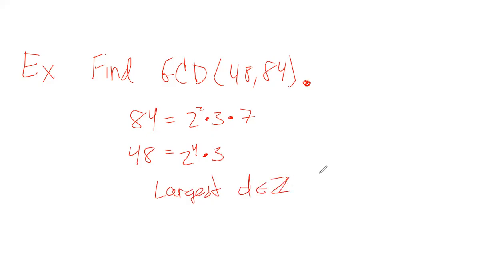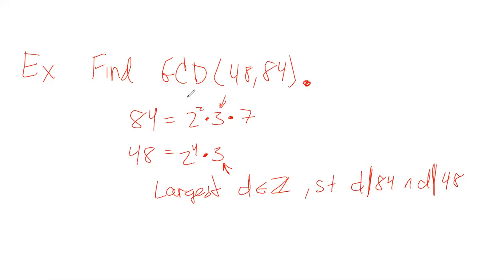Right, that divides both. So we have the largest D that divides 84, and D divides 48. Well, let's just look at the prime factorization here. We can see clearly that 3 divides both of these numbers. 3 is a factor of both. So we found a D. It's not the largest D, but it is a D that divides both.